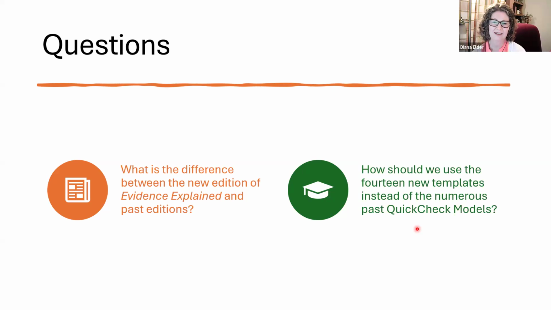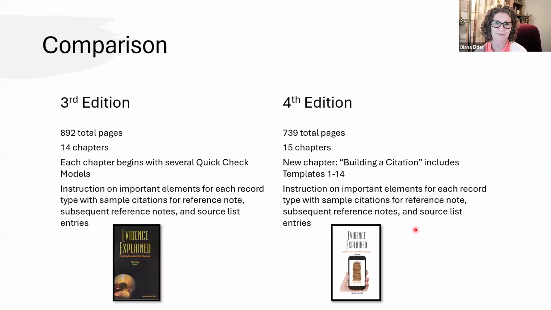So, I thought we'd just do a fun little, very high level overview of some of the differences and some of the neat things that are in the brand new edition. So here's a side-by-side comparison. The third edition looks like this. This is what many of us have, and now we are all waiting patiently, or we already have received our new edition of Evidence Explained. So we have black cover and white cover.